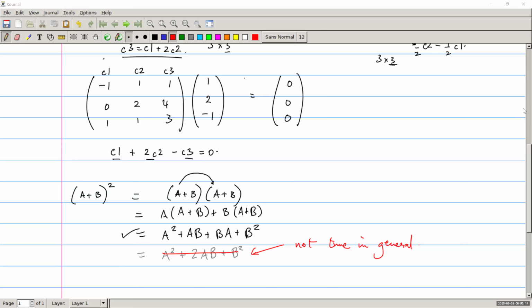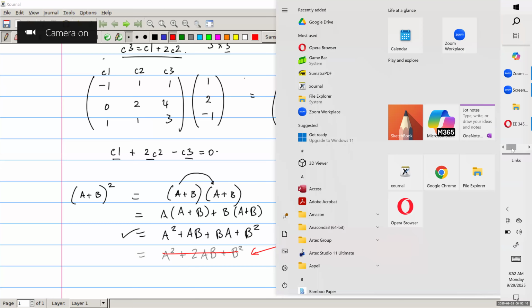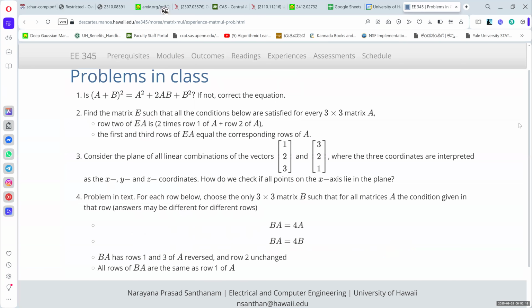Okay, so just to, right, the first one, this equation is not true in general, so it's not correct in general. Okay, now this you know very well.